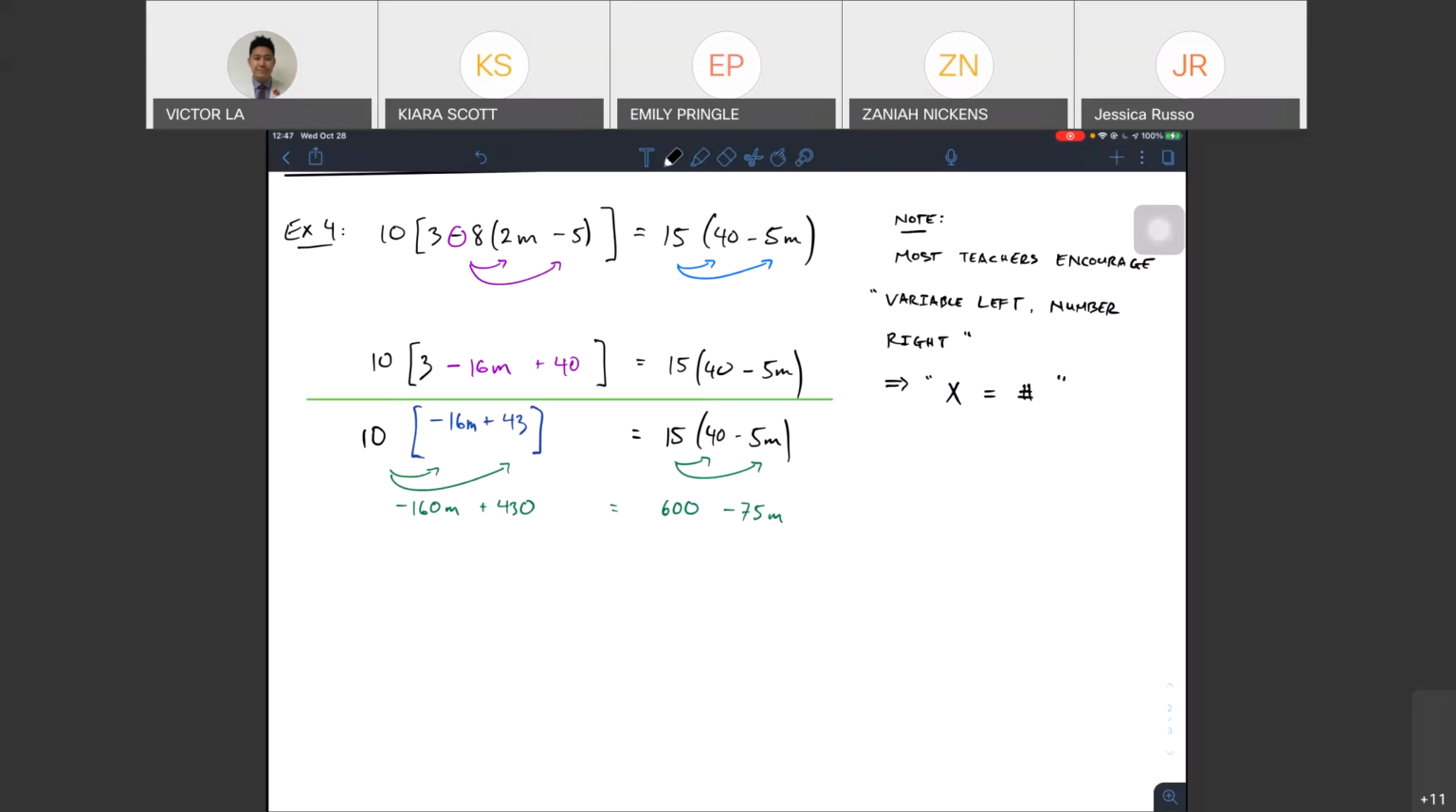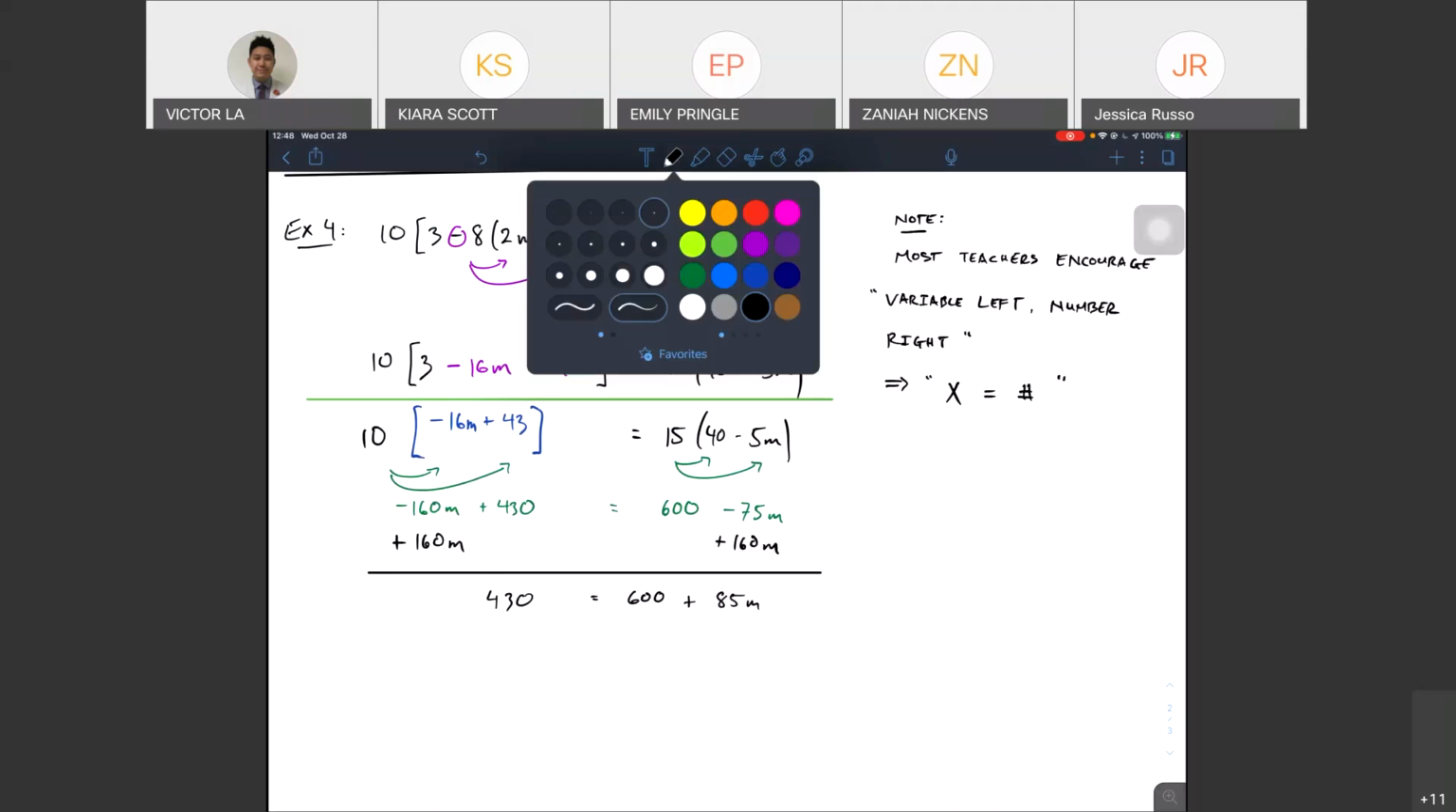So it really doesn't matter. It's kind of like, how you do. So I personally like to just keep the variable positive because I know I'm going to have to divide by it. So I'm going to add 160 to both sides. And you'll see right now, you're left with 430 equals 600. And then you just have to do 160 minus 75, which is 85m.